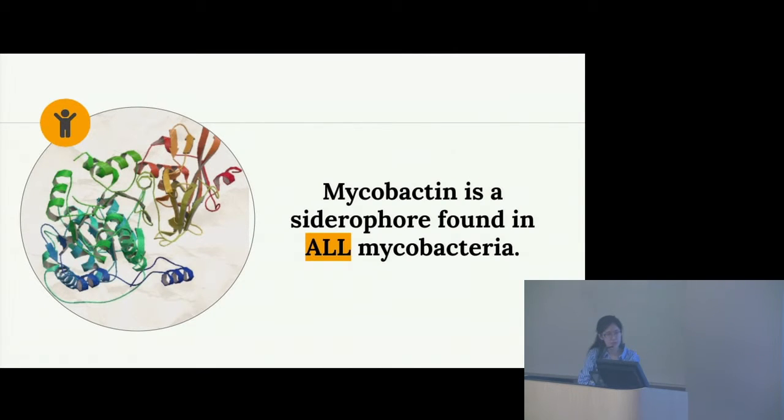As I mentioned before, there are 10 genes to make this siderophore. However, not all species of NTM might have all 10 genes. Since each gene contributes to a part of this protein structure, let's say like the blue or red part, if the mycobacteria does not have this gene, it will have an incomplete mycobactin structure and will not be able to acquire the iron it really needs to grow and infect.